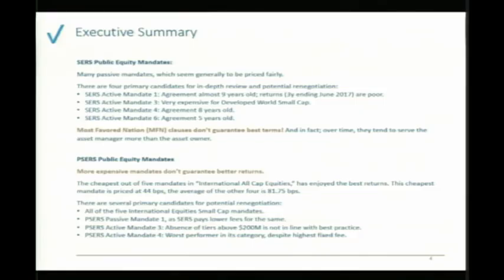Another thing we have learned from the self-assessment, and I've highlighted it here just briefly, is the fact that more expensive mandates do not guarantee better returns. It is the same the other way around. I mean, it's not because a mandate is cheap that it will be a good mandate, right? So it's kind of like the wrong measure to say a mandate is cheap or expensive, and therefore it is bad or it is good.